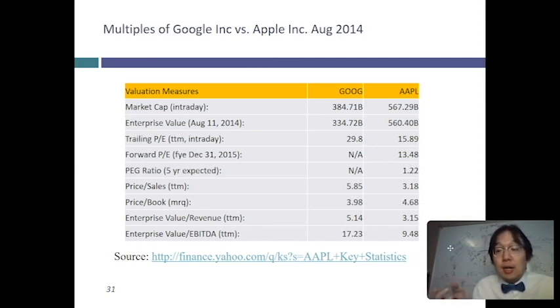So for each dollar of sales, how much are the investors in the stock market and bond market willing to pay? Those weighted average investors, right? Excluding cash. That's the idea of enterprise value. And then EBITDA, what is that? Earnings before interest, tax, and depreciation and amortization.